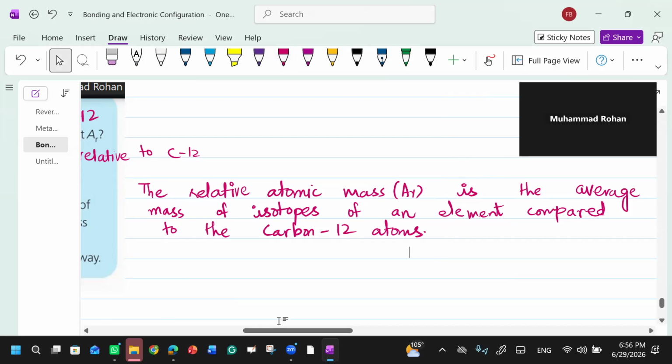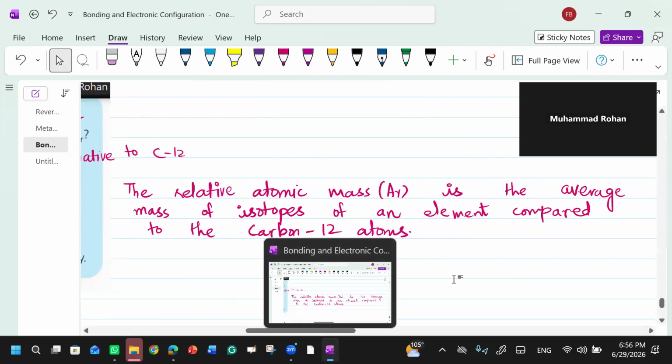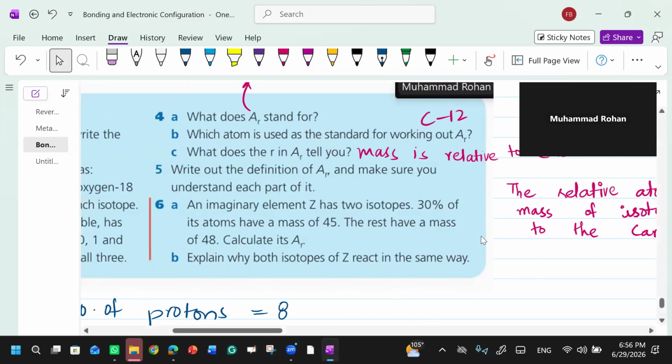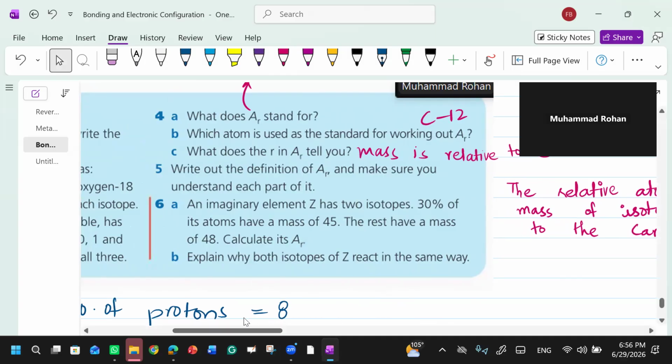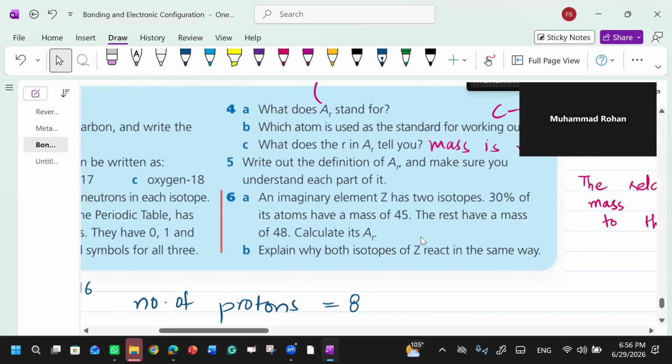You can take a screenshot of this, or maybe it is written in your book. Are you done with this? Yes. An imaginary element has two isotopes, 30%, explained by both isotopes of Z reacting in the same way. This we have done, right? Calculate its Ar. We have done all these. In the homework, I will give you some numerical questions, three or four.